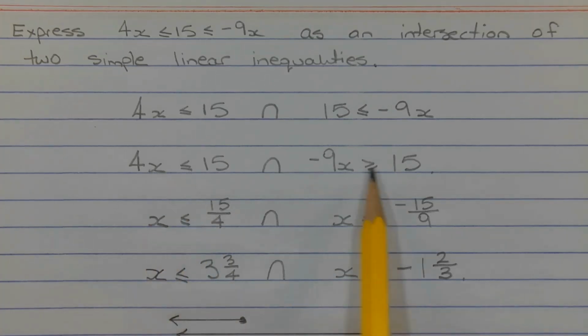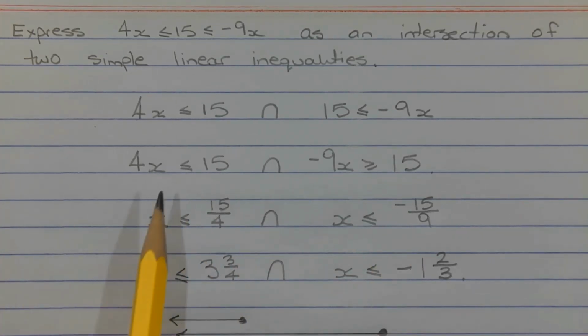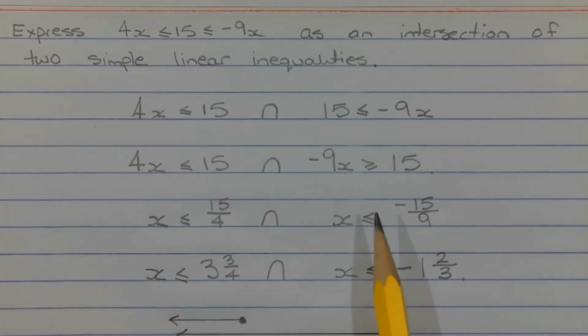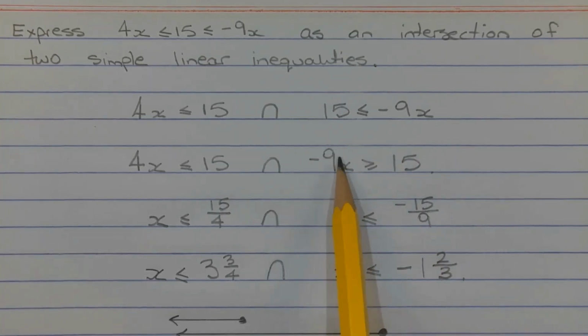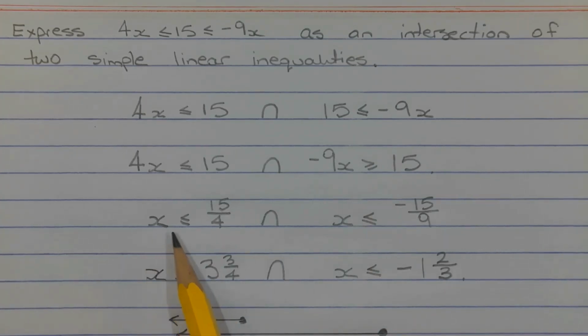Now isolating the variable in both simple linear inequalities. In the first linear inequality, we divide both sides of this inequality by 4. And in the second linear inequality, we divide both sides by negative 9. And because we're dividing by a negative number, we need to switch the inequality symbol around. And we get the intersection of x less than or equal to 15 over 4 and x less than or equal to negative 15 over 9. And as mixed numerals, we get the intersection of x less than or equal to 3 3/4 and x less than or equal to negative 1 2/3.